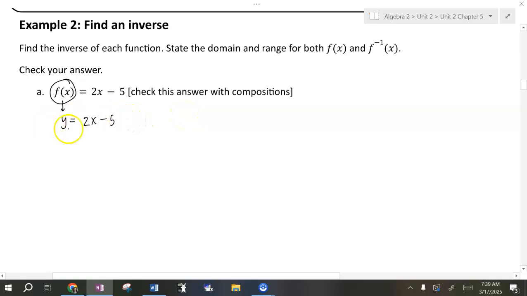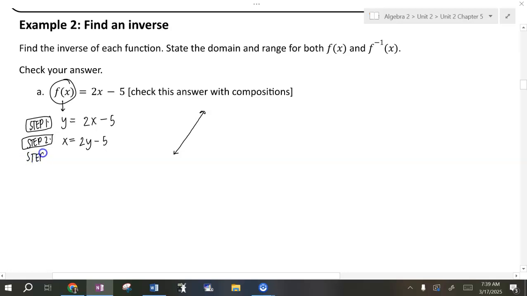So it's going to be helpful to remember your parent functions. This one is linear, so we know its graph looks like a straight line, which does pass the horizontal line test. So since the original function passes the horizontal line test, the inverse will also be a function. Step 2 says switch the x and y in the function. So instead of y equals, it's going to say x equals 2y minus 5.